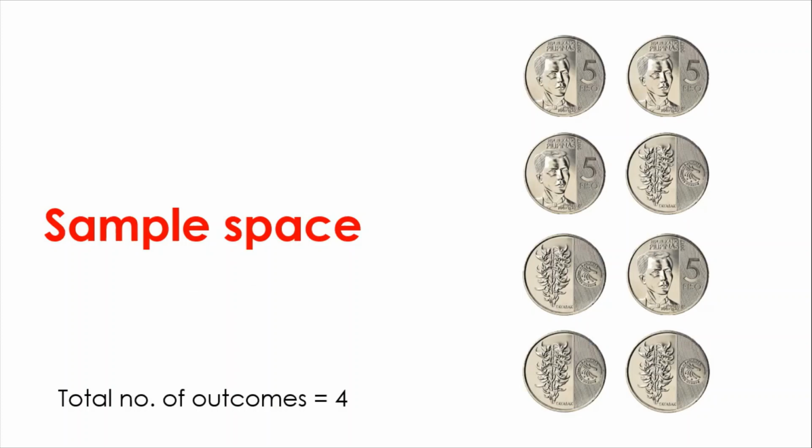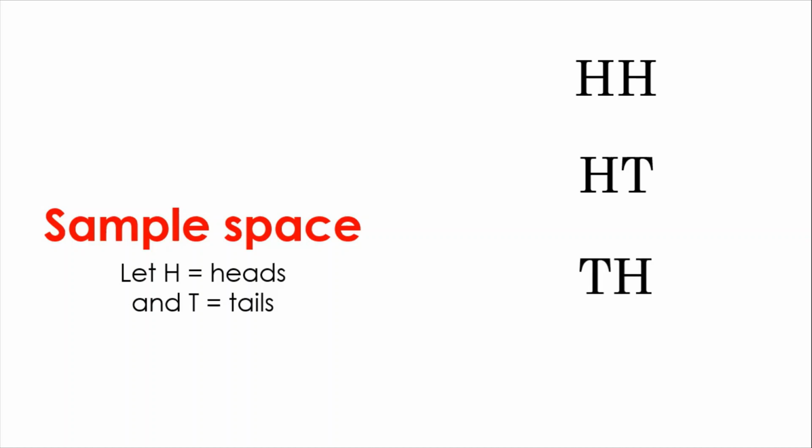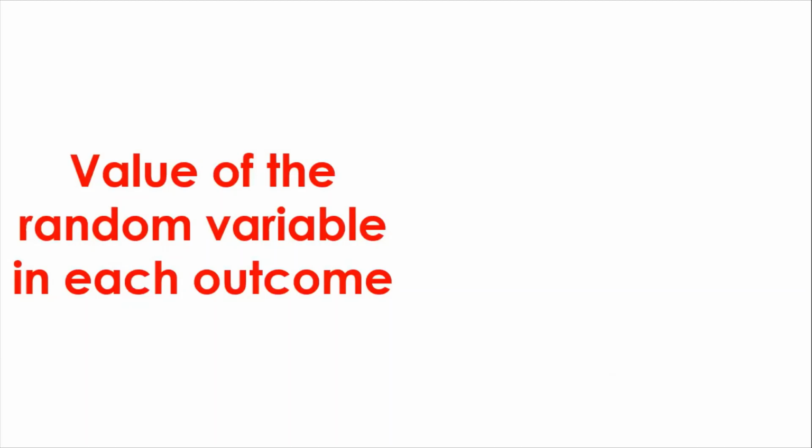Or you can also let H be heads and T be tails. So you will have HH for both heads, HT for a head and a tail, TH for a tail and a head, and TT for both tails. Next step is to determine the value of the random variable in each outcome. In this case, X is equal to the number of heads. So we have this table.